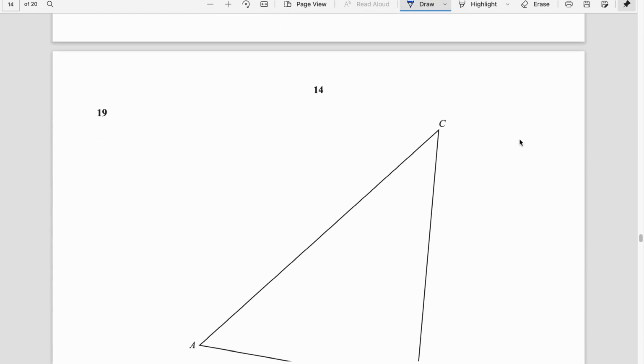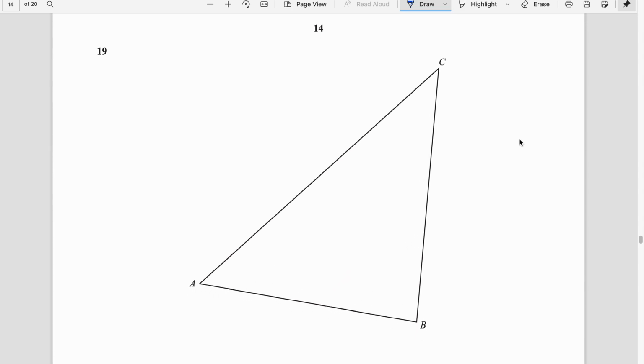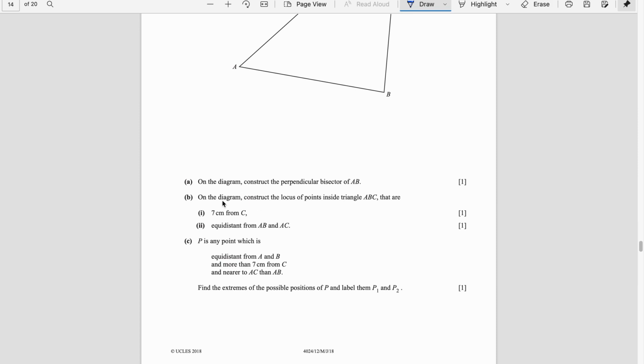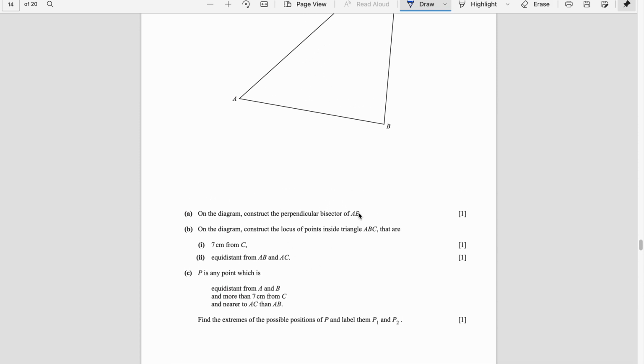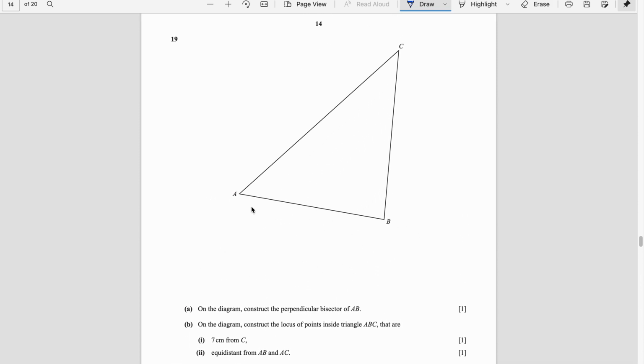Question number 19. Okay, again we'll have to zoom out. What does the question say? On the diagram, construct the perpendicular bisector of AB. So open your compass, place the needle, open it more than half. Draw the arc on both sides, place the needle at B, draw the arc on both sides, use your ruler and pencil only, draw the line.